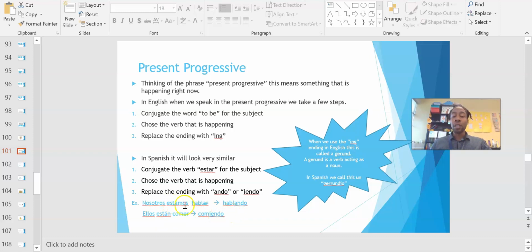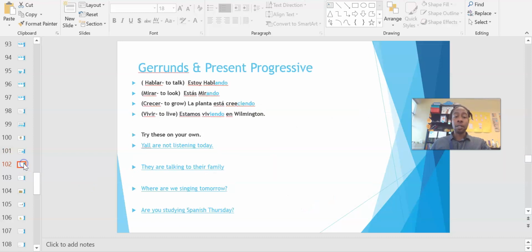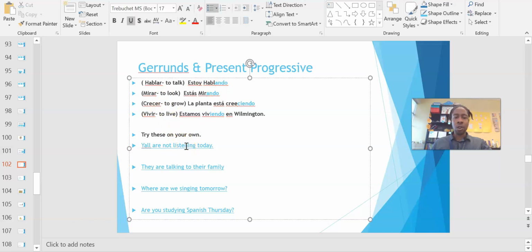So again, this one would translate as we are talking, and this one would translate as they are eating. Let's practice this, and hopefully if you don't quite get it, you'll be able to see it make more sense. Here are the ones we want to use today, and I have one down here that isn't up here. That's escuchar. Listening would be escuchar.